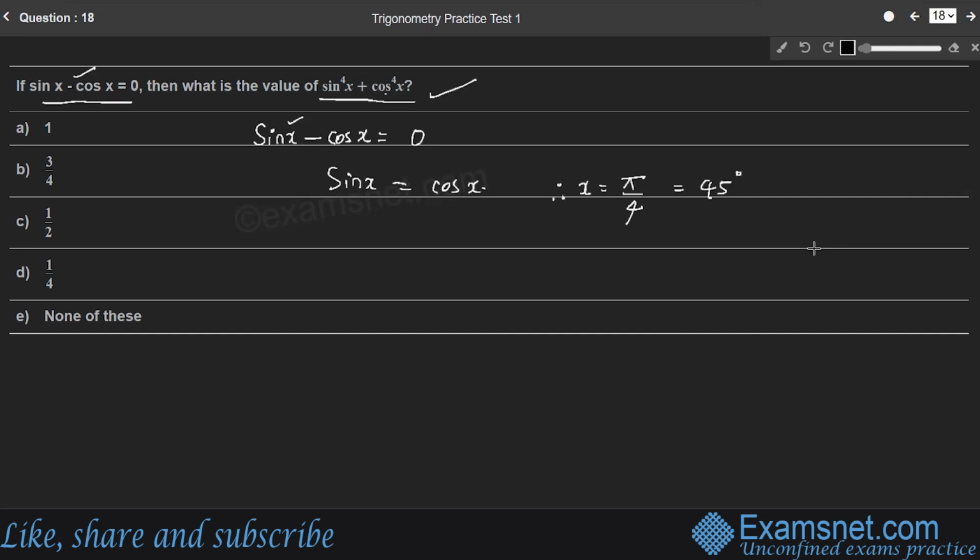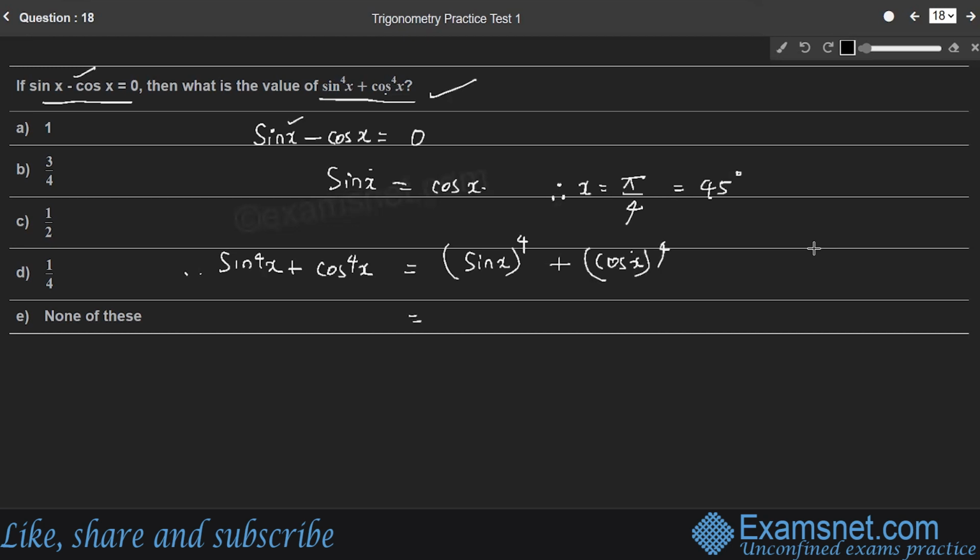Sine 45 is 1 by root 2 and also cos 45 is 1 by root 2, right? So for the value of x, which is pi by 4, sine x is equal to cos x. Therefore, x is 45 degree. Therefore, sine raised to 4x plus cos raised to 4x is nothing but sine x to the power of 4 plus cos x to the power of 4. Both are same.